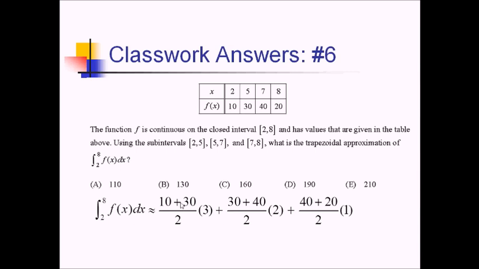Simplifying these, this is going to be, let's see, 40 over 2 is 20 times 3 is 60. Then we've got these 2's canceling, so this is just 70. And then we've got 60 over 2, which is 30. So this adds up to a grand total of 160, choice C.